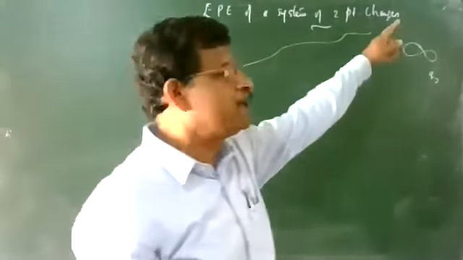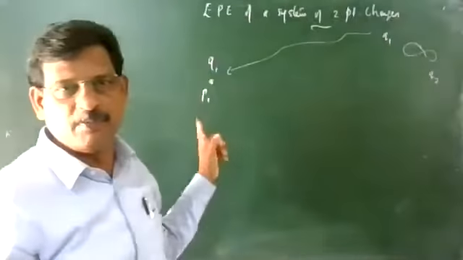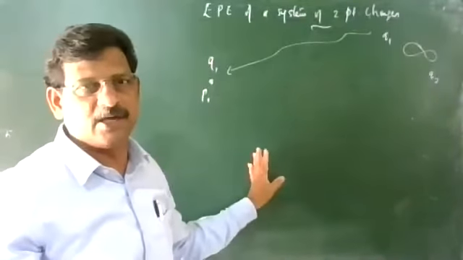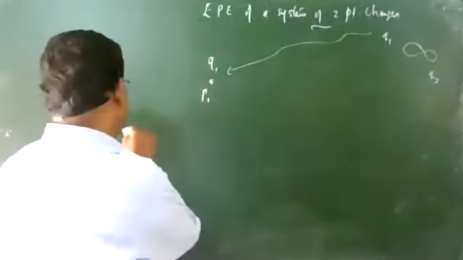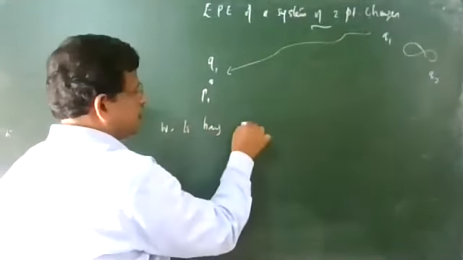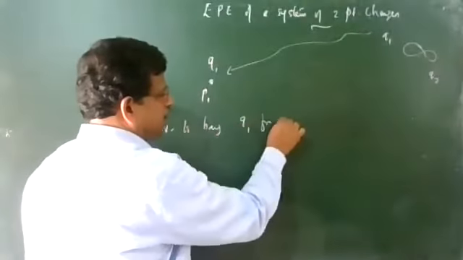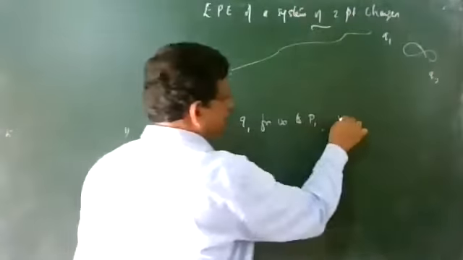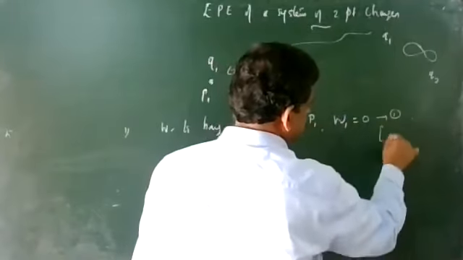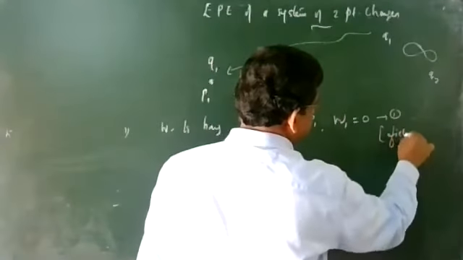So the work done to bring Q1 from infinity to the point P1, where there is no field existing, nobody will have any problem. So for the first charge, they can agree. Work done to bring Q1 from infinity to the point P1 equals W1 equals 0, because there is no field in free space.